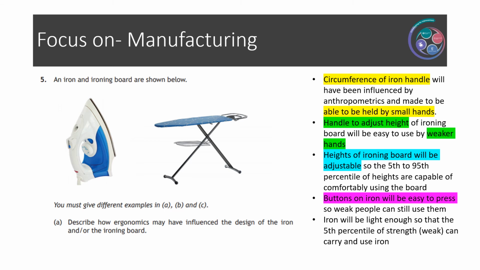The handle to adjust the height must be able to be used by weaker hands is the second mark. The fact that the ironing board is adjustable in height is the third mark. And the buttons on the iron need to be easy to press is the fourth mark.